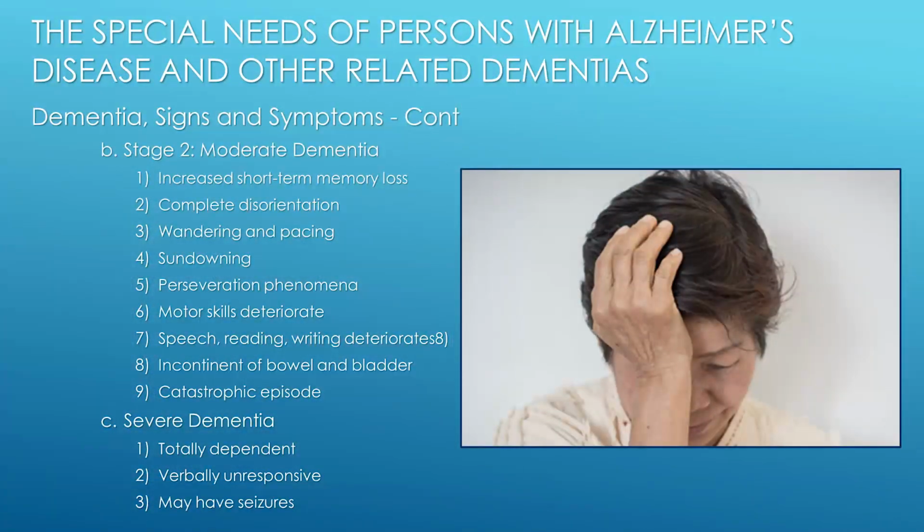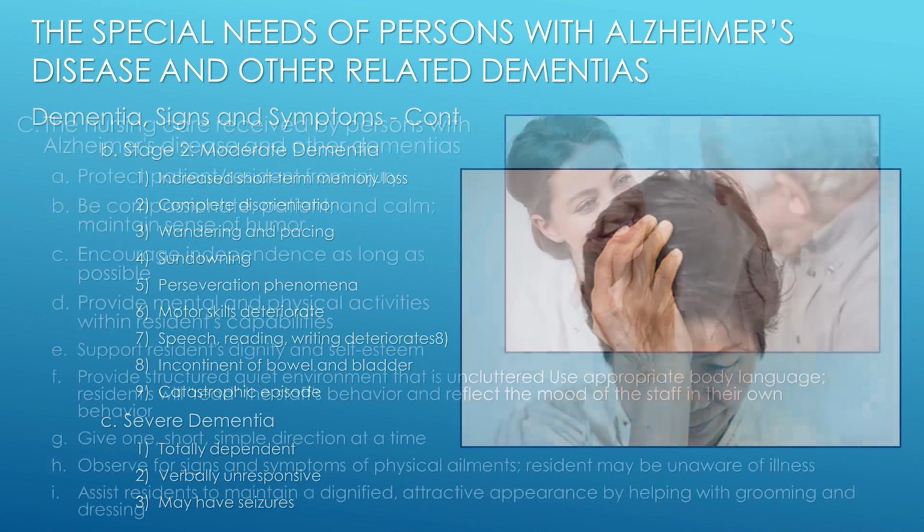Stage 2, moderate dementia: increased short-term memory loss, complete disorientation, wandering and pacing, sundowning, perseveration phenomena, motor skills deteriorate, speech, reading, writing deteriorates, incontinent of bowel and bladder, and catastrophic episodes. Stage 3, severe dementia: total dependence, verbally unresponsive, and may have seizures.